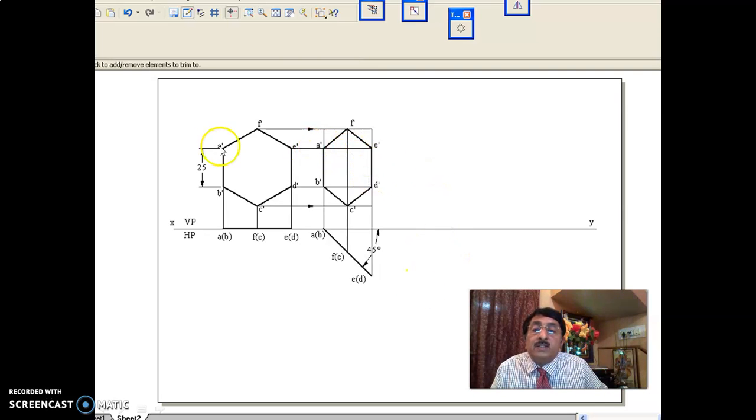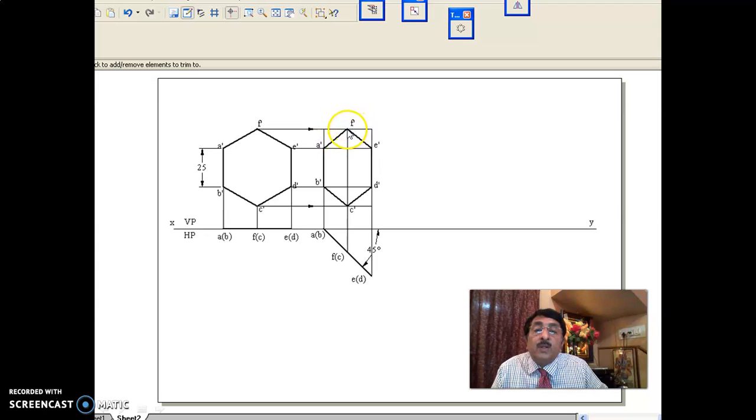Then you join all this: A dash, B dash, C dash, D dash, E dash, F dash. You got this. Now you observe here, in this position, since it is inclined to VP at 45 degrees, here all edges are in true length. Since it is inclined at some angle to VP, 45 degrees, some of the edges will lose true length.